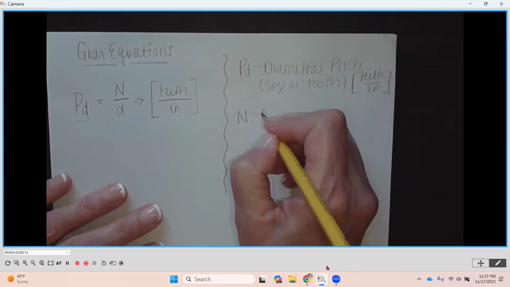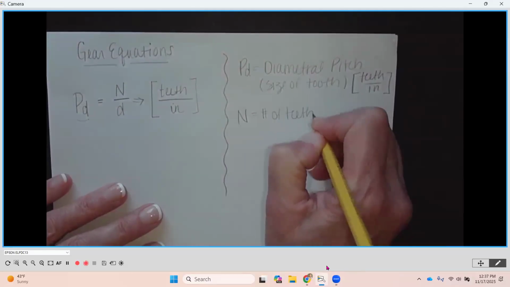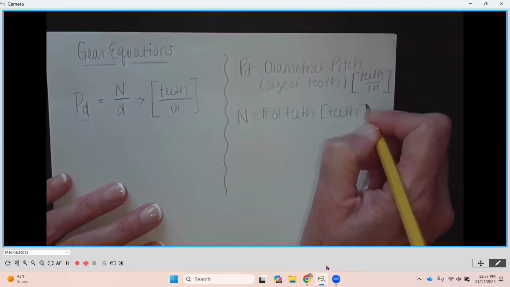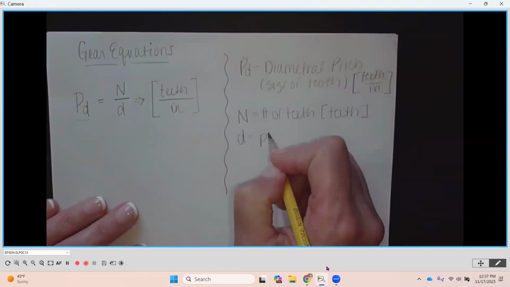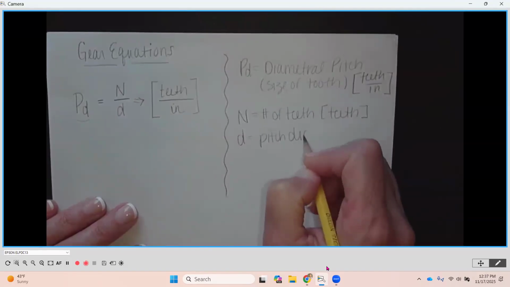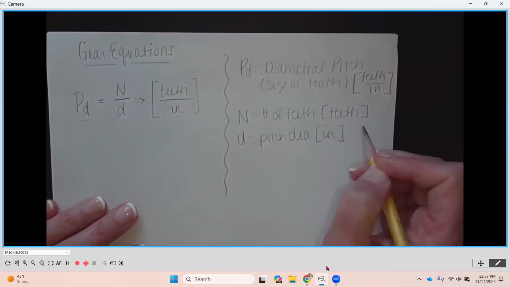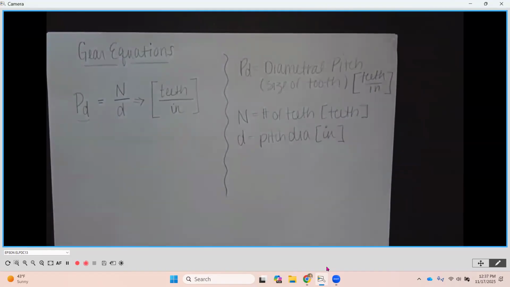N is going to be the number of teeth, and those units are going to be teeth. Very simple. And then lowercase d is going to be pitch diameter, and that is going to be in inches. So that's kind of the start, and we'll continue to add here as we come upon other equations that we're going to want to add. So diametral pitch is going to be the size of the tooth. It's going to be an integer number, and its units are teeth per inch.